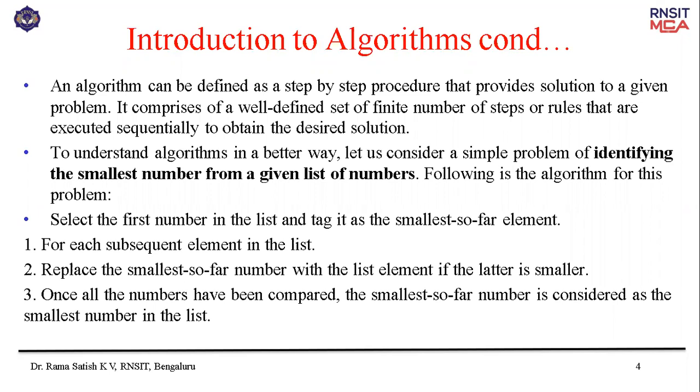Here, according to our definition of an algorithm, you have a finite number of steps. Look here, there are only 3 steps. Yes, it comprises a well-defined set of a finite number of steps and rules to execute sequentially, one after the other. So it will execute, and finally you will get the answer. This is what you call an algorithm.